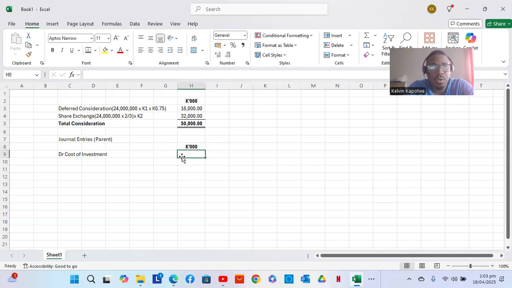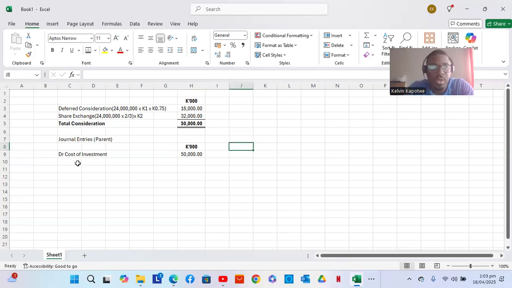The cost of investment there. We know it's 50,000, all right? So it's 50,000 there. This is what we are going to debit to the cost of investment. So this cost of investment is in the parent.